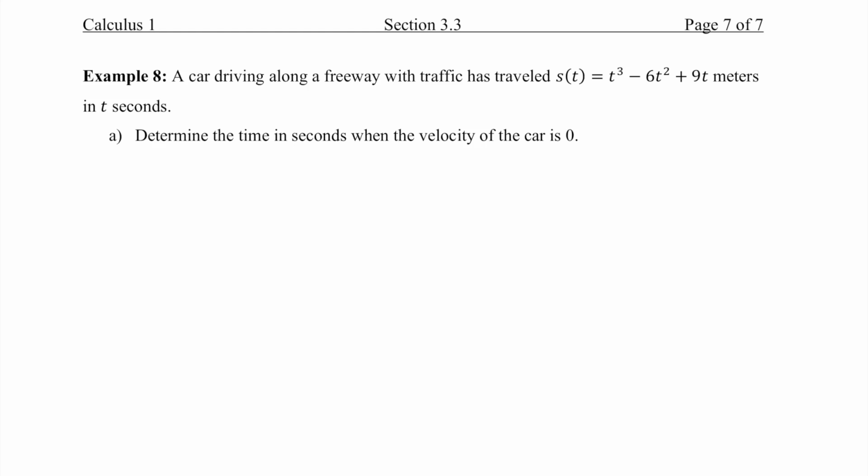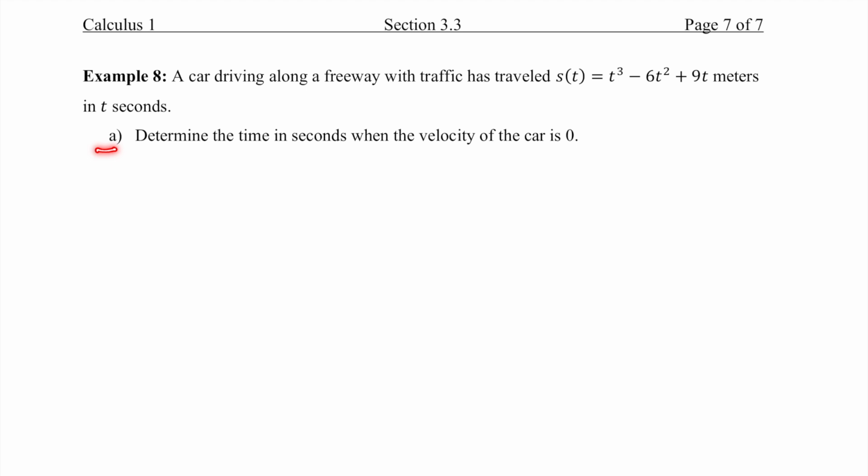Example 8. A car driving along a freeway with traffic has traveled s of t equals t to the third minus 6t squared plus 9t meters in t seconds. Here, s of t represents the position function. Remember from calculus that the derivative of position gives us velocity, and the derivative of velocity gives us acceleration.